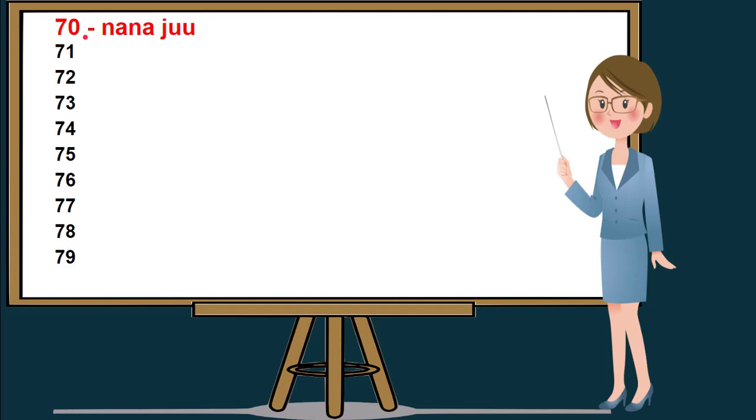Now let's start counting from 70 to 79. Please repeat after me as I point on the number. Nanaju, nanaju ichi, nanaju ni, nanaju san, nanaju yong, nanaju go, nanaju lok, nanaju nana, nanaju hachi, nanaju kyu. Very good.